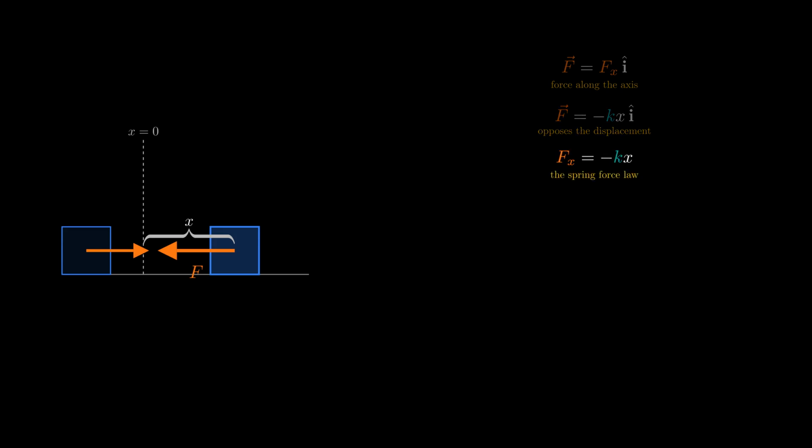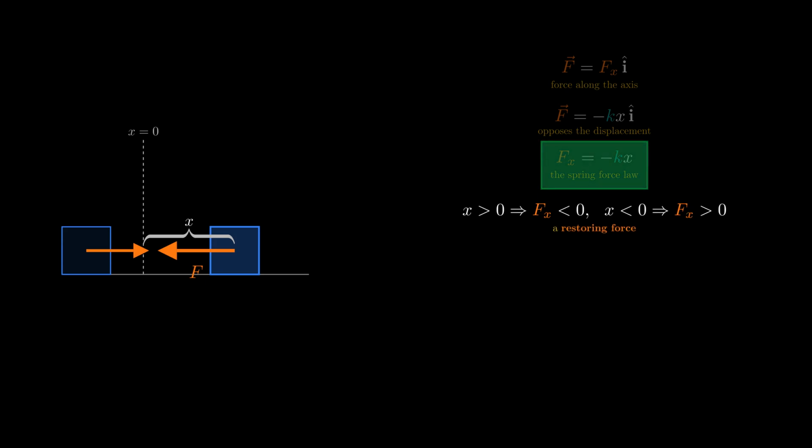Pull the block right and the spring pulls left, push it left, and the spring pushes right. Writing the x component, the spring force is F sub x equals minus kx. That minus sign is the whole story. The force always opposes the displacement, always driving the object back toward x equals 0. A force that always points back toward equilibrium, like this, is called a restoring force.